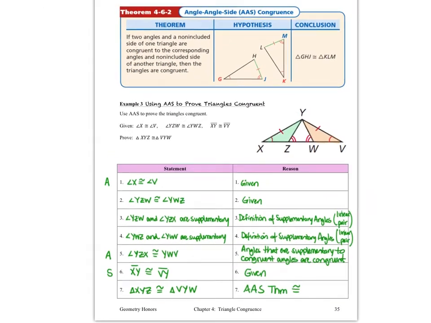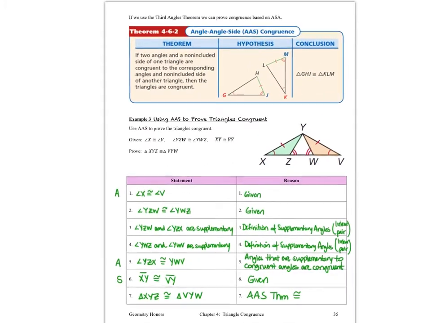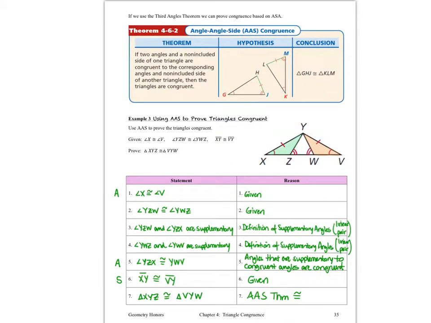All right, I know proofs are not anybody's favorite thing to do, but it's a great exercise in really thinking about logic and knowing how to provide evidence for statements that we make. Let's move on to the next theorem.